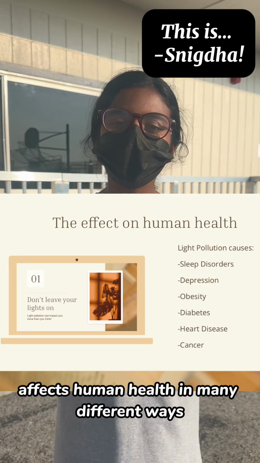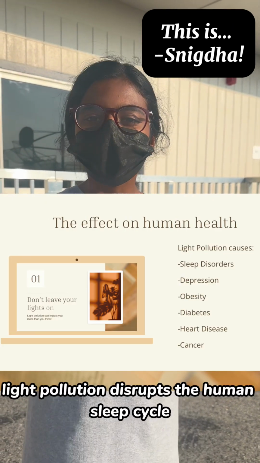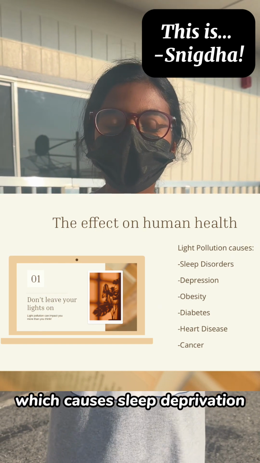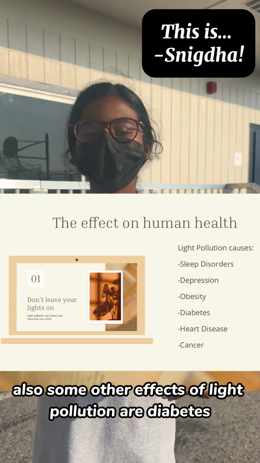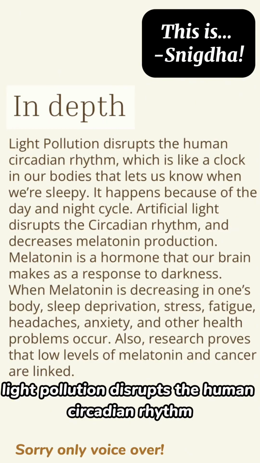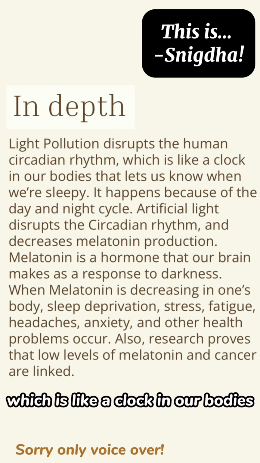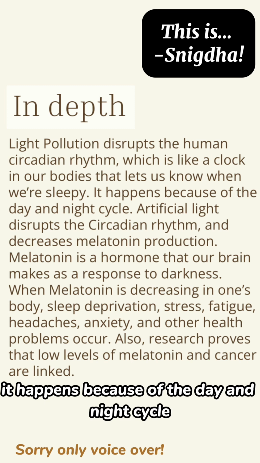Light pollution affects human health in many different ways. For example, light pollution disrupts the human sleep cycle, which causes sleep deprivation. Also, some other effects of light pollution are diabetes, obesity, and cancer. Light pollution disrupts the human circadian rhythm, which is like a clock in our bodies that lets us know when we're sleepy. It happens because of the day and night cycle.